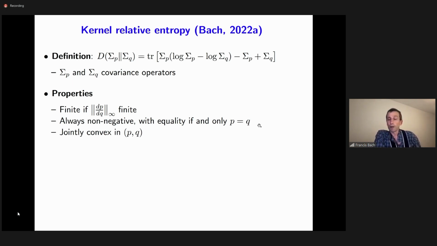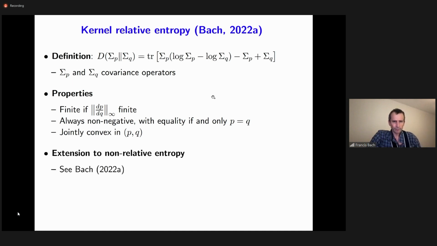One nice property is that it is jointly convex in P and Q, and the reason is because D is jointly convex in sigma P and sigma Q, and since sigma P and sigma Q are linear in P and Q, you preserve joint convexity. So those are the simple properties. But what I want to focus on is the relationship with information theory. Also, if you prefer to have no entropy, then you can do it, but you have to be careful with normalization, so I'm not going to cover it today. You can see more details in the paper.